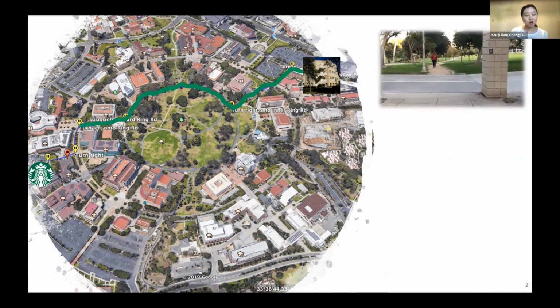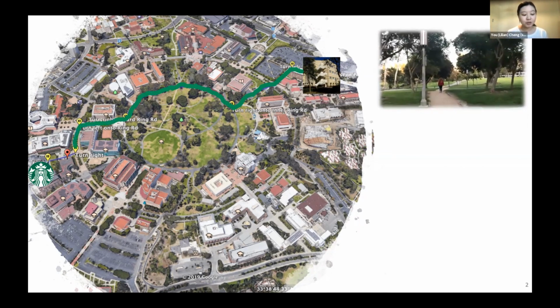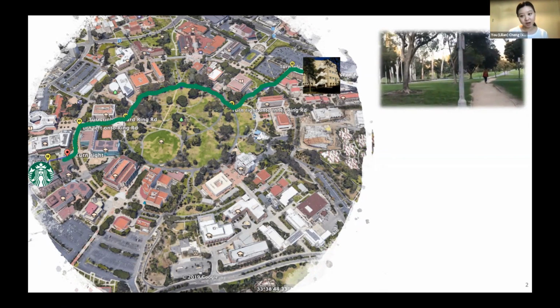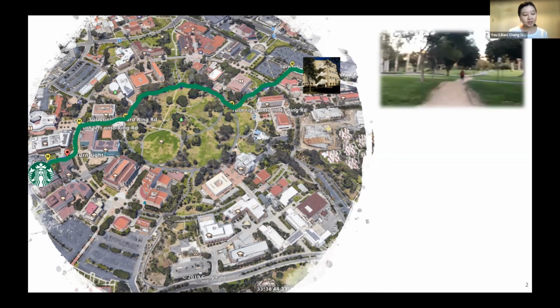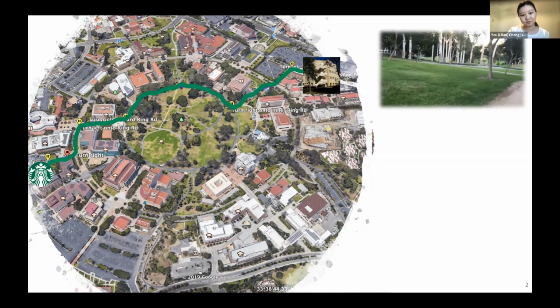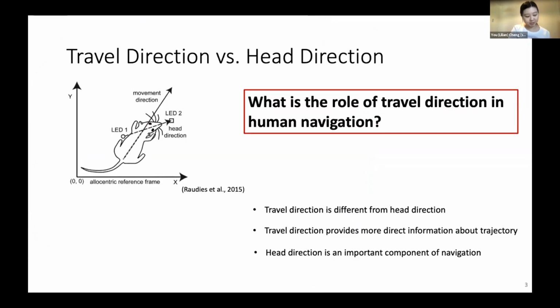In this case, where you are facing toward and where you are moving toward are both part of your sense of direction, but they represent different spatial information. Head direction refers to where someone is facing toward, while travel direction refers to the direction of one's body movement. In daily life, people usually conflate the two directions, thinking that where we are facing toward is where we're going. But as you have seen in the bunny example, these two factors can offer different spatial information.